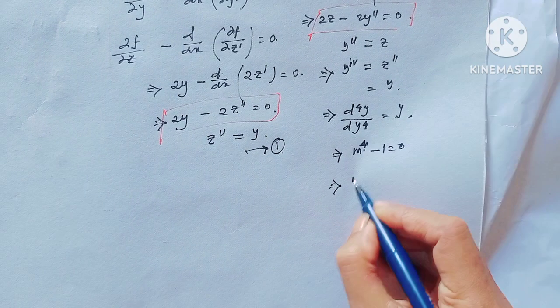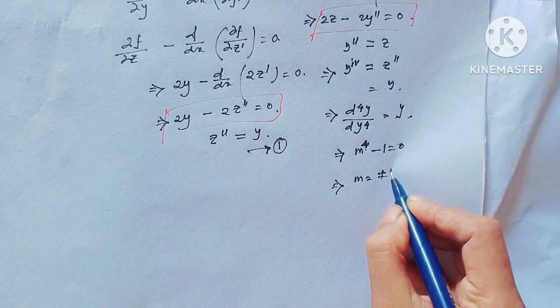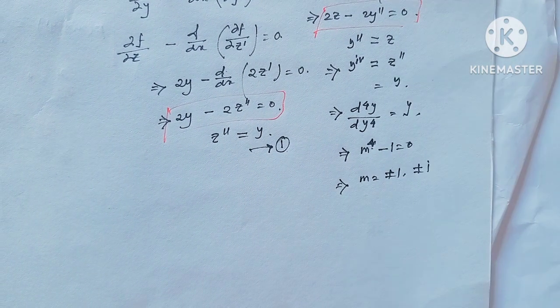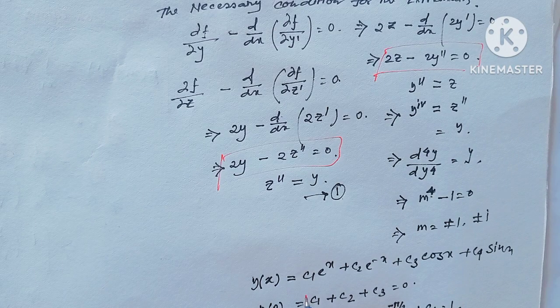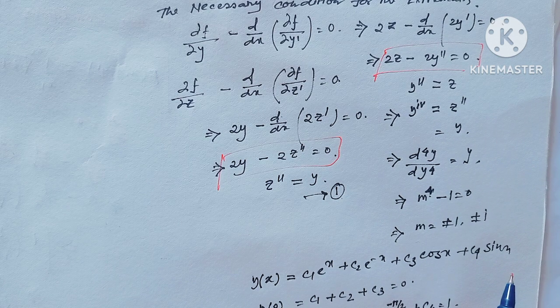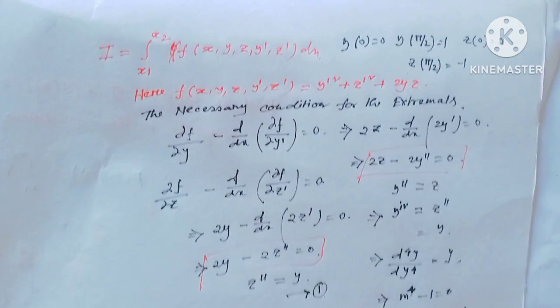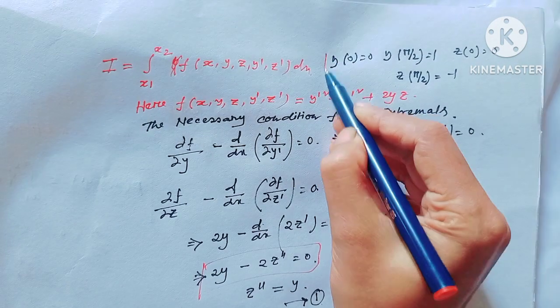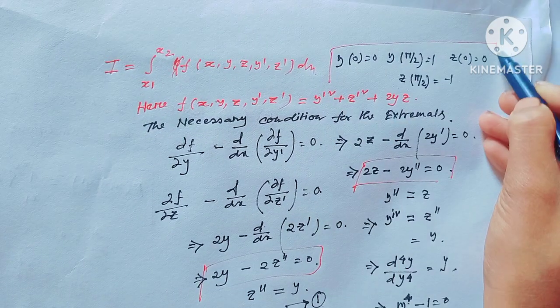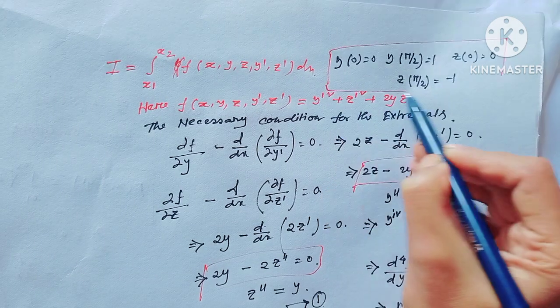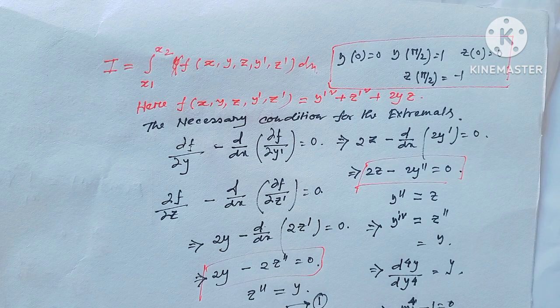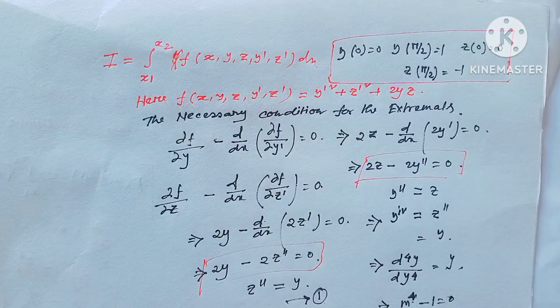Therefore, the roots of the equation are m equals plus minus 1 and plus minus i. The solution is y(x) = c1 e^x + c2 e^(−x) + c3 cos x + c4 sin x. And here the initial conditions are y(0) = 0, y(π/2) = 1, z(0) = 0 and z(π/2) = −1.